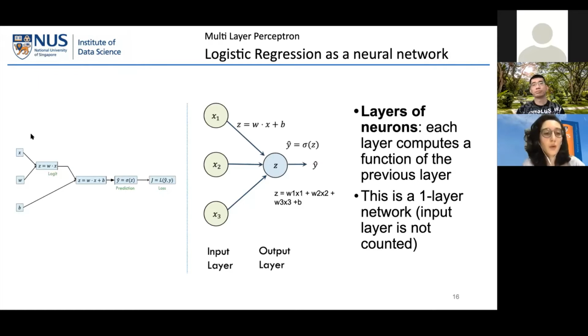And now, if we do a summary, we see that we can rephrase the logistic regression model we saw yesterday as a computational graph. Now, we can go one step further and rephrase this computational graph like this on the right with neurons.